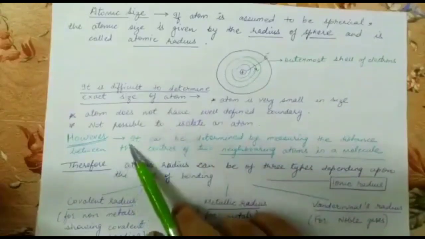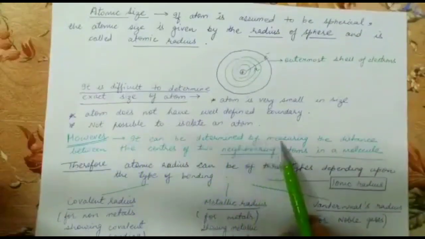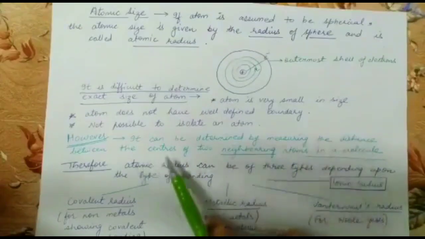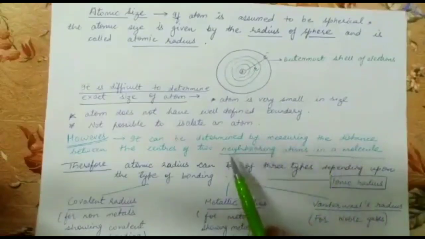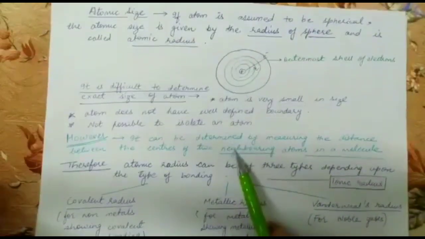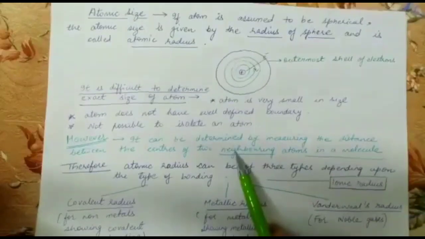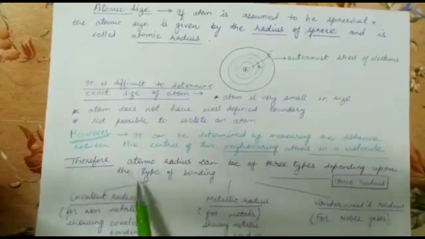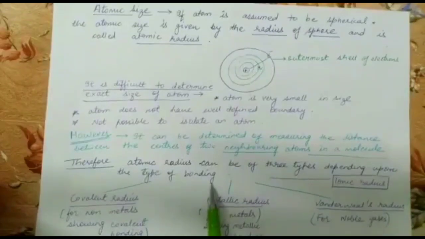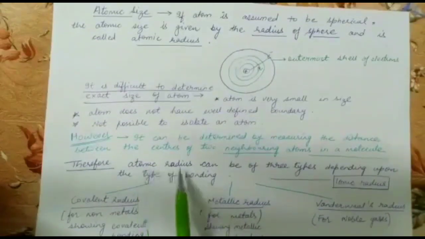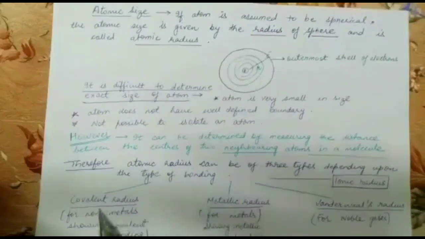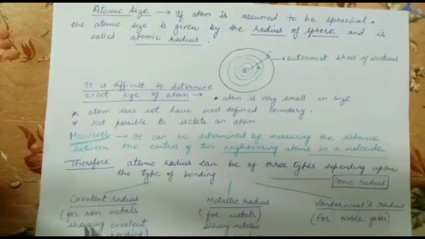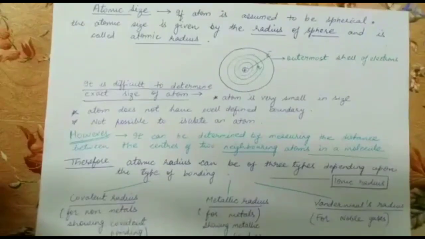Now what to do? It can be determined by measuring the distance between the centers of two neighboring atoms in a molecule. So it is possible for us to measure the atomic radius in the bonded state. Okay, so depending upon the type of bonding which a particular element is making, atomic radius can be expressed in three types. Basically three types. So first is covalent radius. Covalent radius we calculate for non-metals which show covalent bonding.